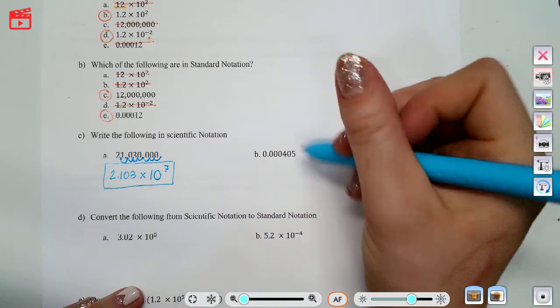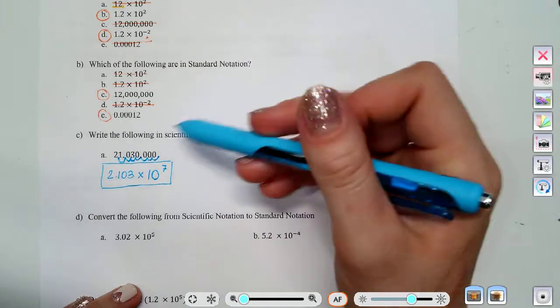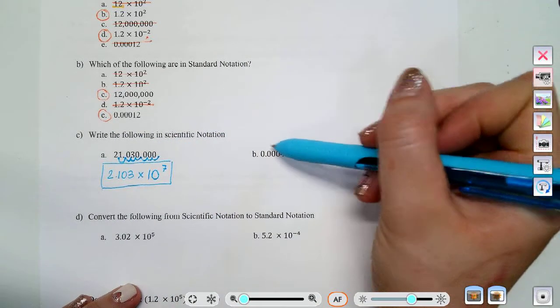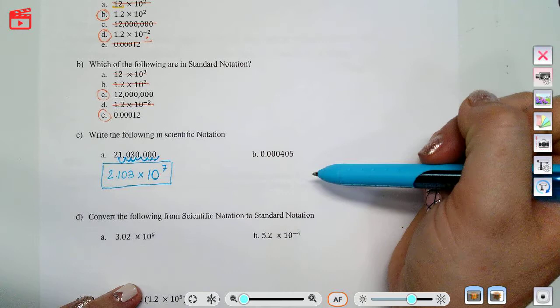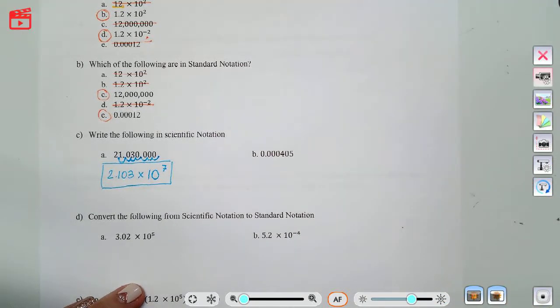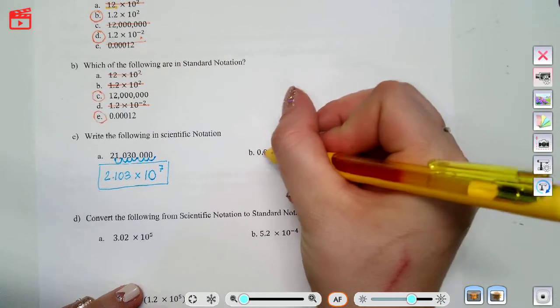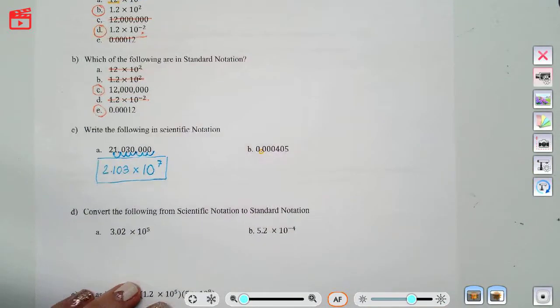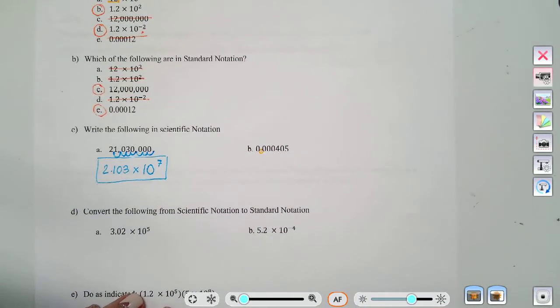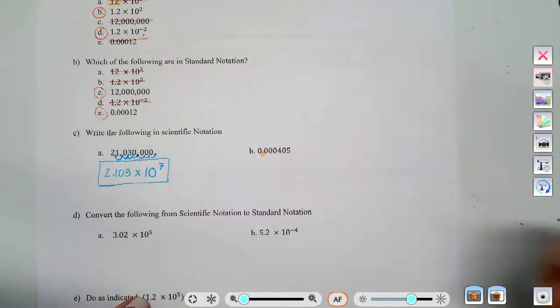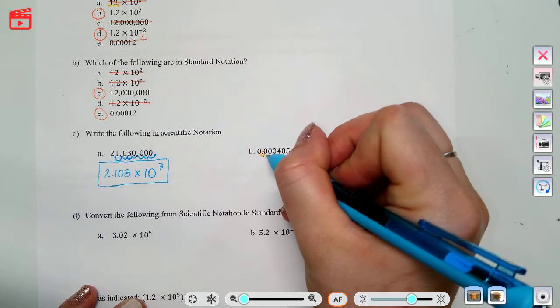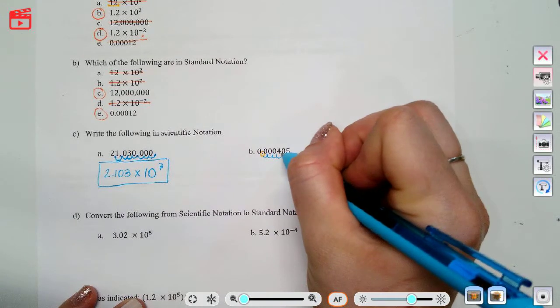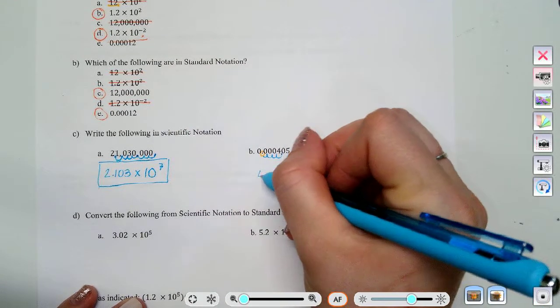All right, so here we go. This one is exactly the opposite. That number was huge. This one is a teensy-weeny number. So, as usual, when we're trying to get into scientific notation, we're going to look for the decimal. Where is the decimal? Right there. And we're going to move it as many times as necessary until we get a number between 1 and 10. So let's see, 1, 2, 3, 4, aha! I have made the number 4.05.